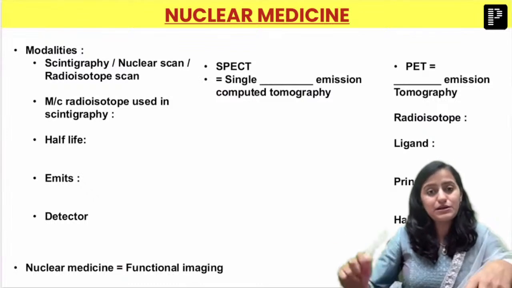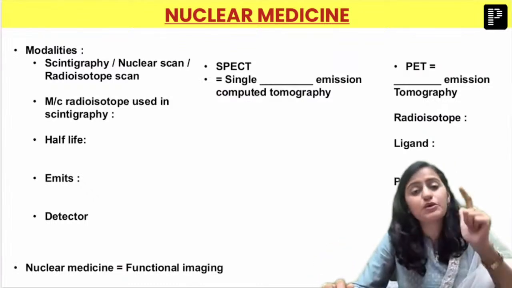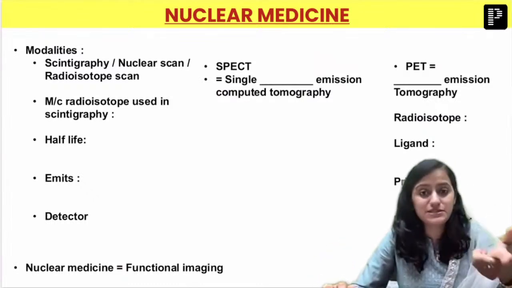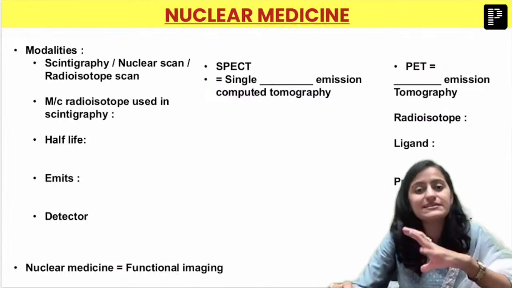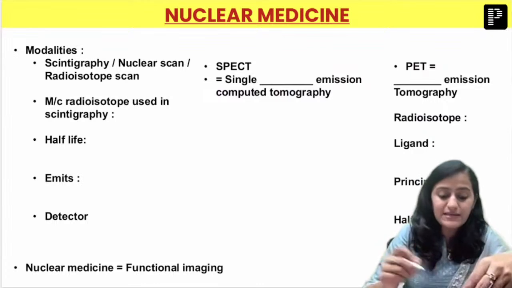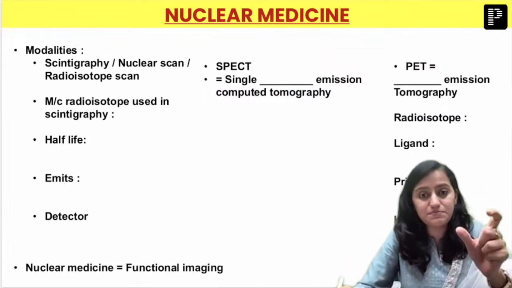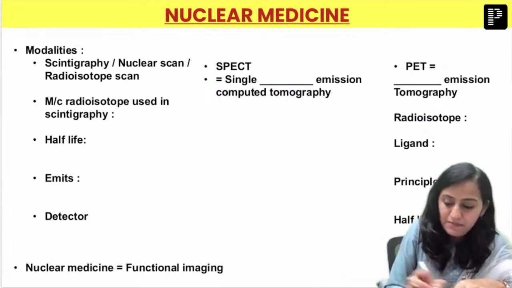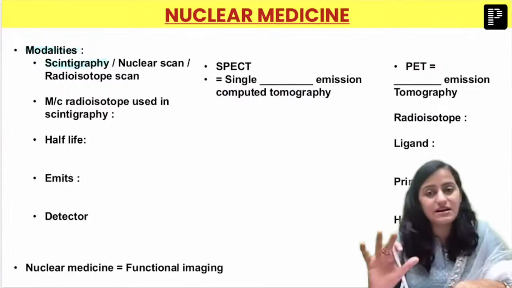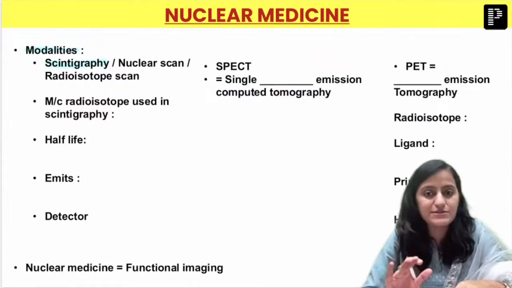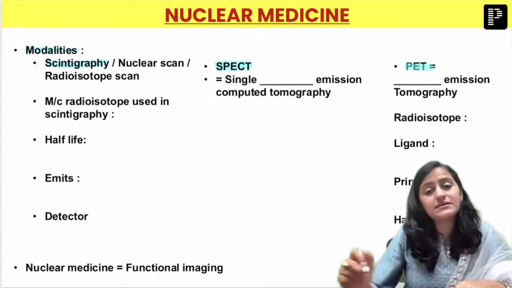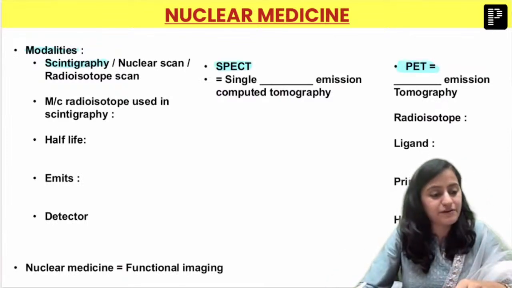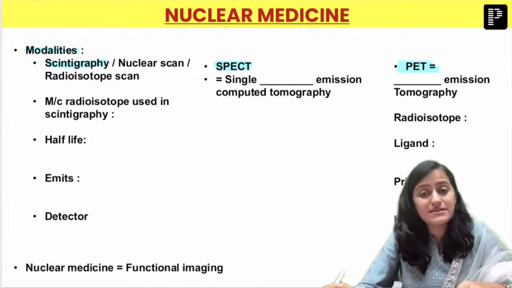Remember that nuclear medicine is about functional imaging. We use a radioisotope, like we are using radioiodine. Like in radiology, you have X-ray, ultrasound, CT, MRI, what are the various modalities that you have in the nuclear medicine department? The modalities are scintigraphy, the nuclear scan or radioisotope scan, that's the basic scan. Then you have SPECT, and then you have PET. So there are three modalities here: the nuclear scan, the SPECT, and the PET.